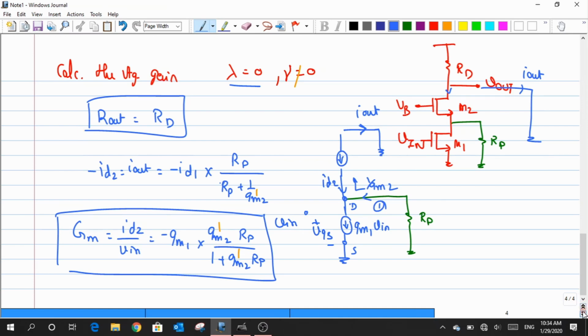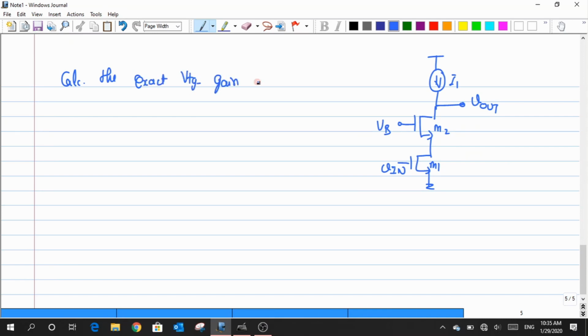Let us move on to the next one, where we will relax this lambda factor and make it non-zero, but I don't want to make you think so much, so I'll make the load an ideal one. Now I've removed the constraint of lambda equal to 0. I've made lambda not equal to 0 right now, and because of that, R naught is no more infinity. So how would we compute this GM?